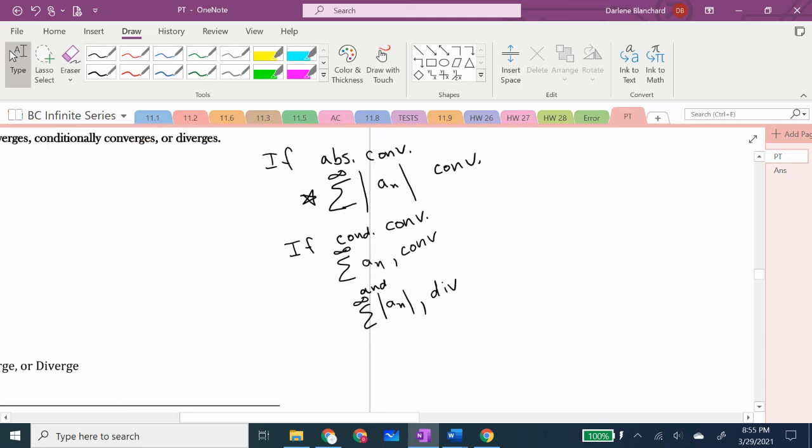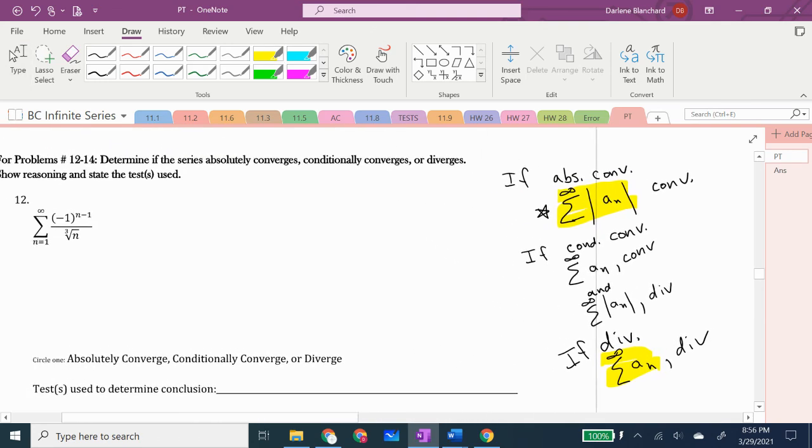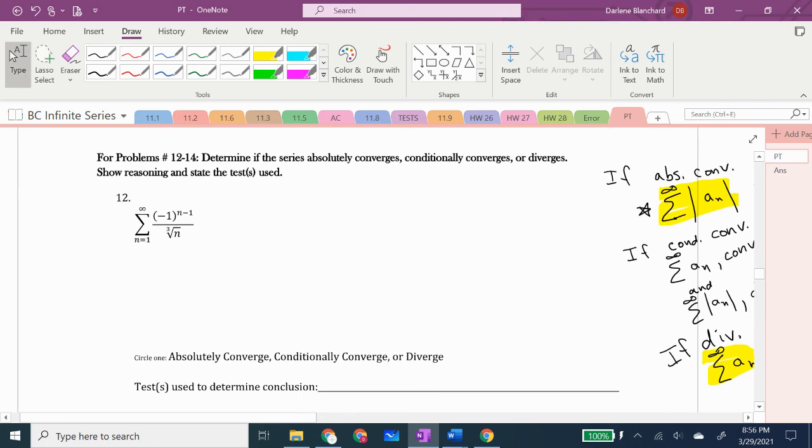For divergence, don't go straight to the absolute value. If you're dealing with diverge, then that means that even if you let the negatives and positives play together, you're still getting diverge. So you want to first decide which of these three you think it is so that you know, should I start with this series or should I start with this series? So that you don't end up wasting time.